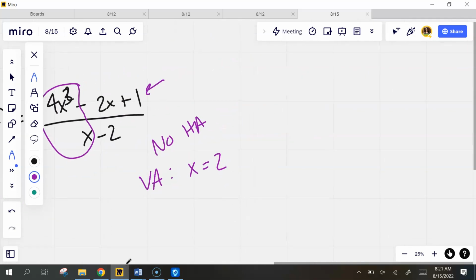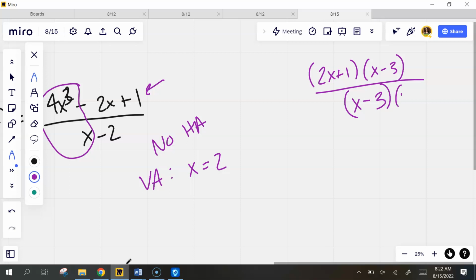Like if I factored it down and I got something like, 3 is a hole, but -1 is a vertical asymptote.